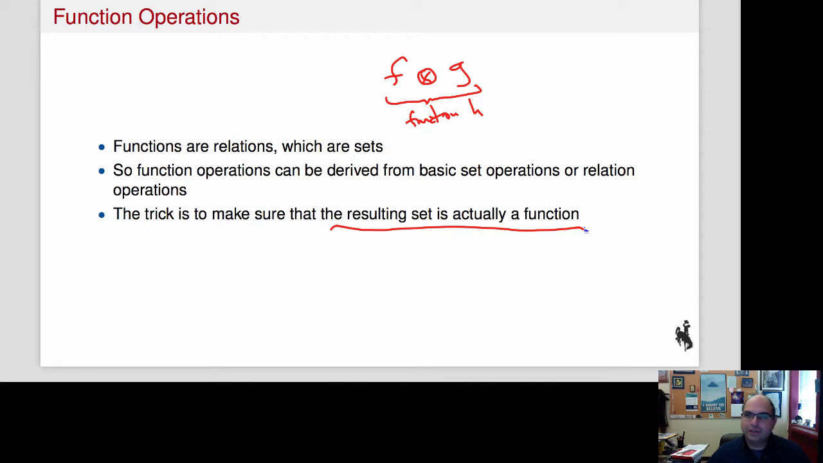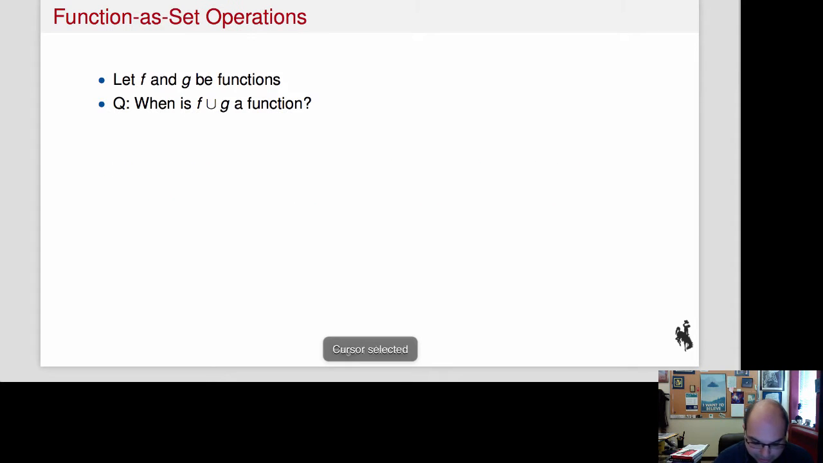So if I take, for instance, the union of two functions, I don't necessarily get a function because functions have that restriction that you can't have two y's that are associated with the same x, right? So as long as the resulting set is actually a function, then any set operation or any relation operation for that matter will actually be also a function operation. So let's take a look at some examples.